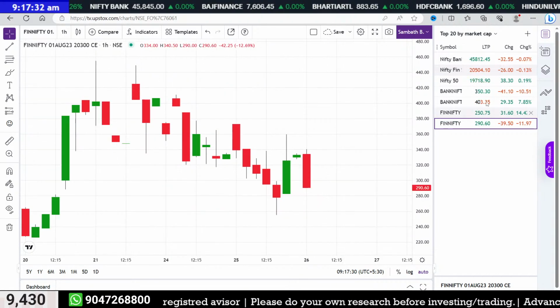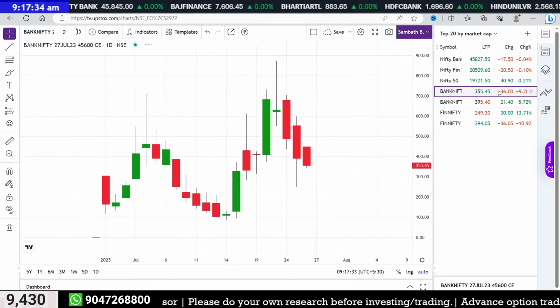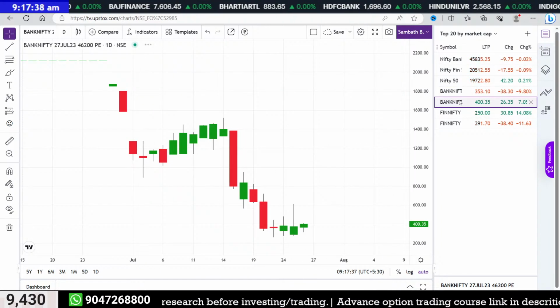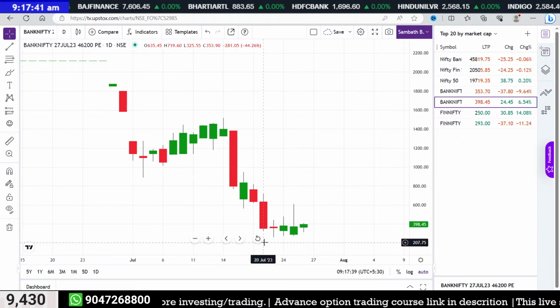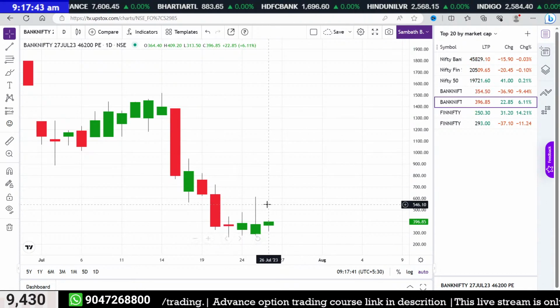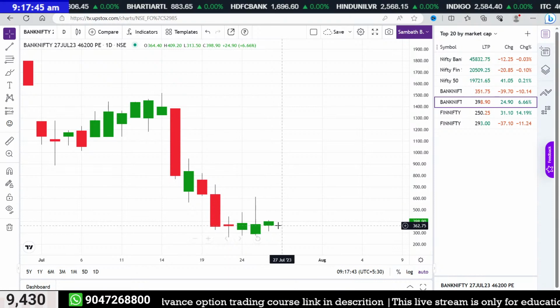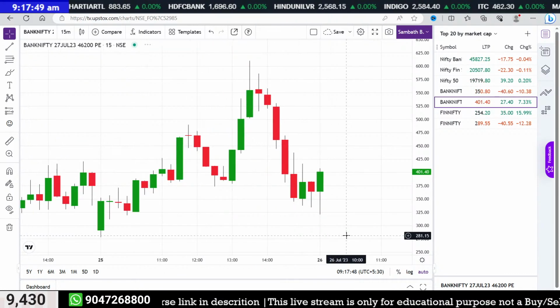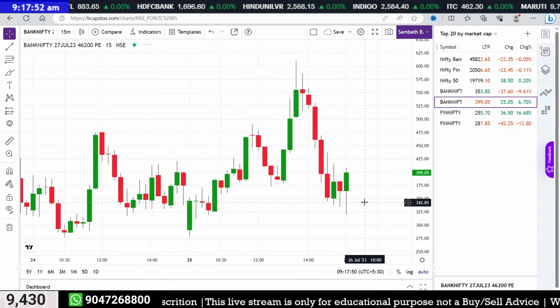So for both the premiums, look at the daily time frame in Bank Nifty: 2 consecutive down days, and today also started down. And this option yesterday had a huge rejection, and now it has turned back. From that top of almost 670, now it is 398. So let me try after 15 minutes. If we find any reversal pattern, then we can go forward.